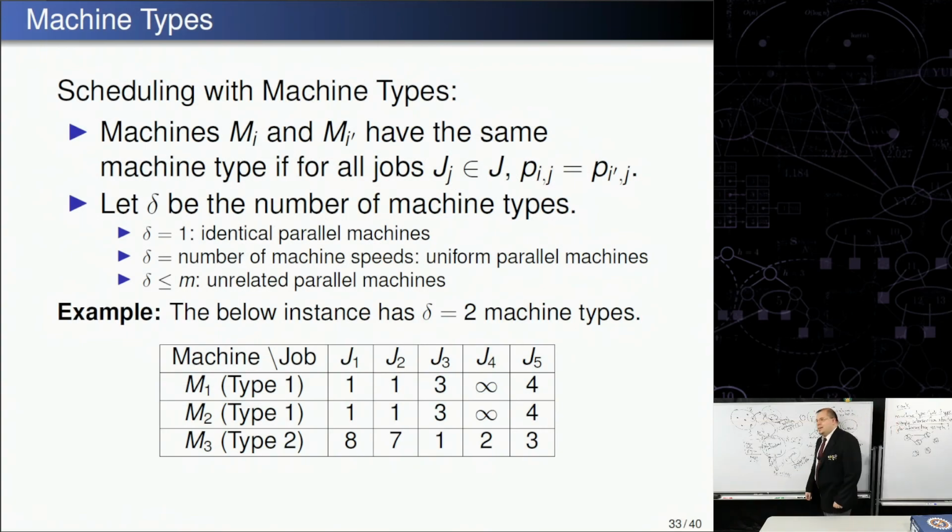When delta is equal to the number of machine speeds, you get the uniform parallel machine case. And when delta is at most m, you get the unrelated parallel machine case. So it has that whole continuum of machine environments encoded into this parameter. That's what makes it interesting, at least from my standpoint.